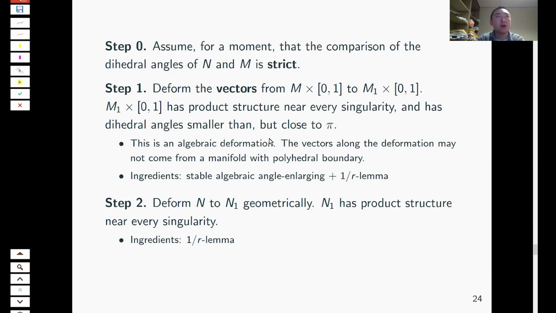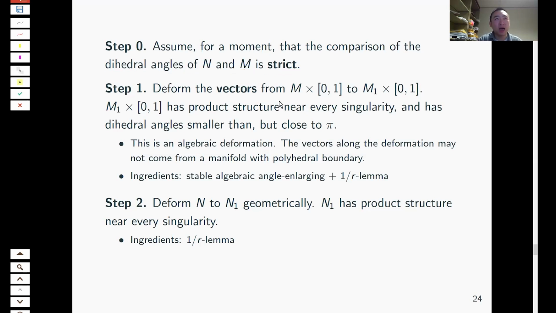So the first step, or the 0th step, let's assume for a moment that the comparison of the dihedral angles of the two manifolds N and M are strict. Okay, this may not be true, right? In the original statement, they probably are equal somewhere, but let's assume for convenience for a moment that they are already strict.